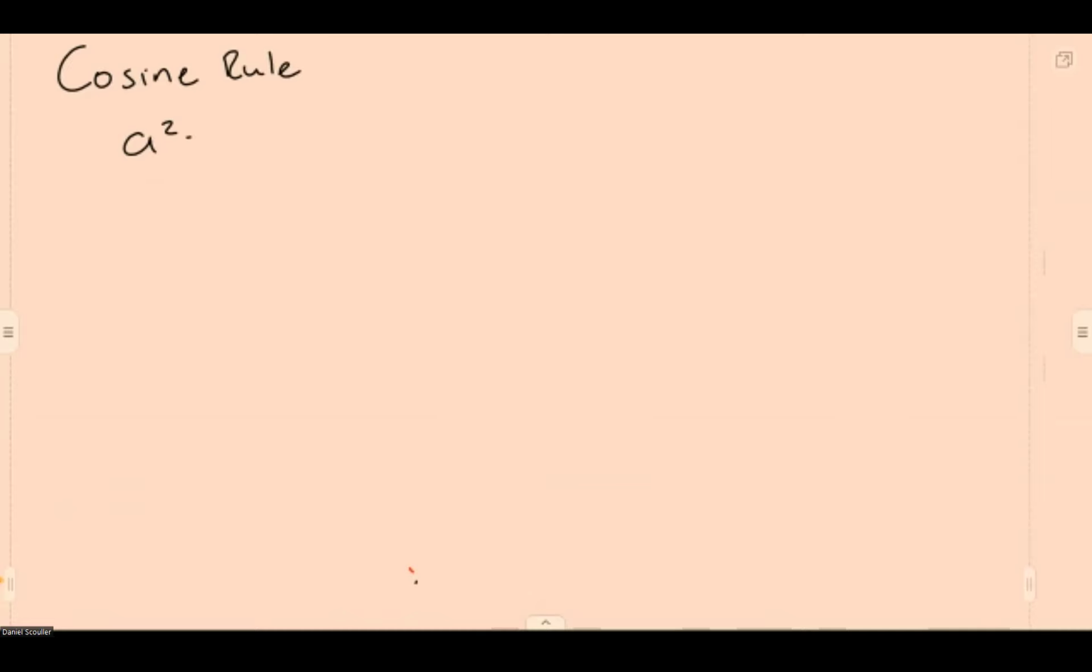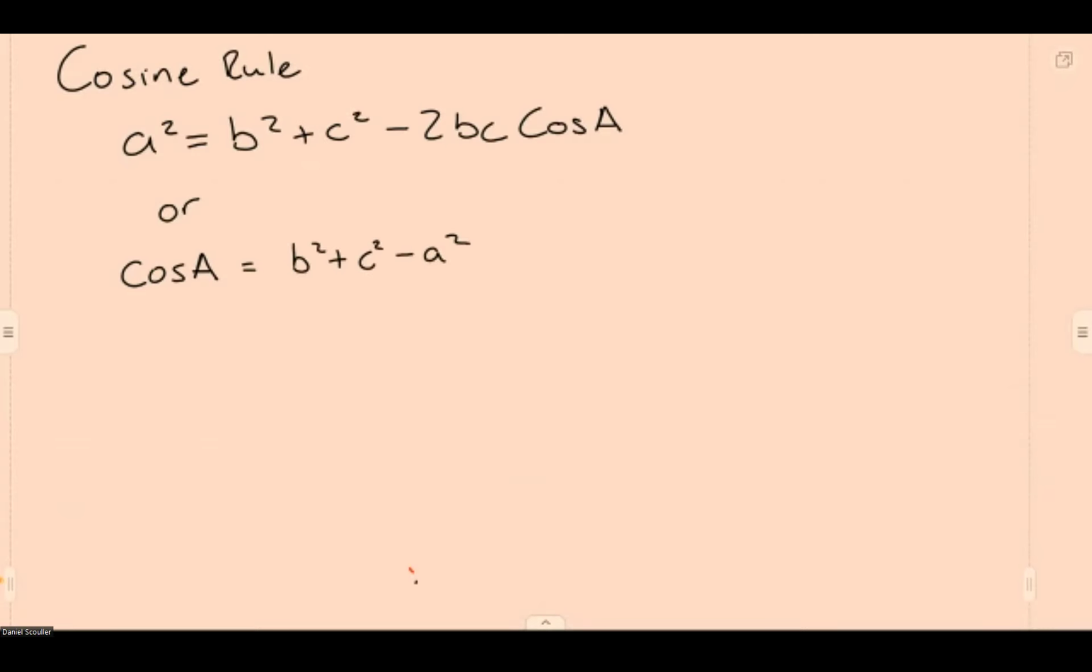This is given to you in two ways. a squared equals b squared plus c squared minus 2bc cos A. Or it's rearranged. This is the exact same formula, but it's rearranged for determining what the angle is. So cos A equals b squared plus c squared minus a squared all over 2bc.